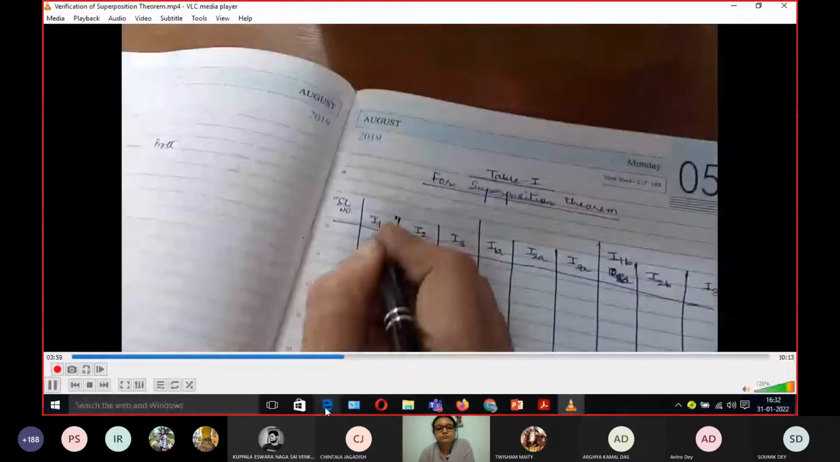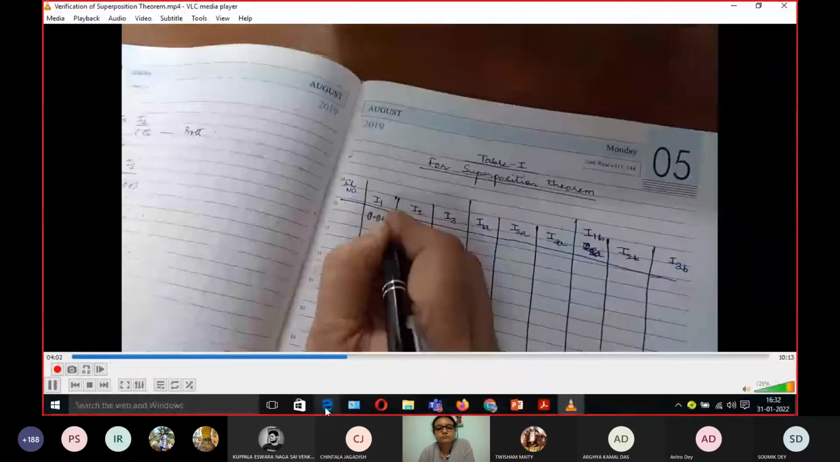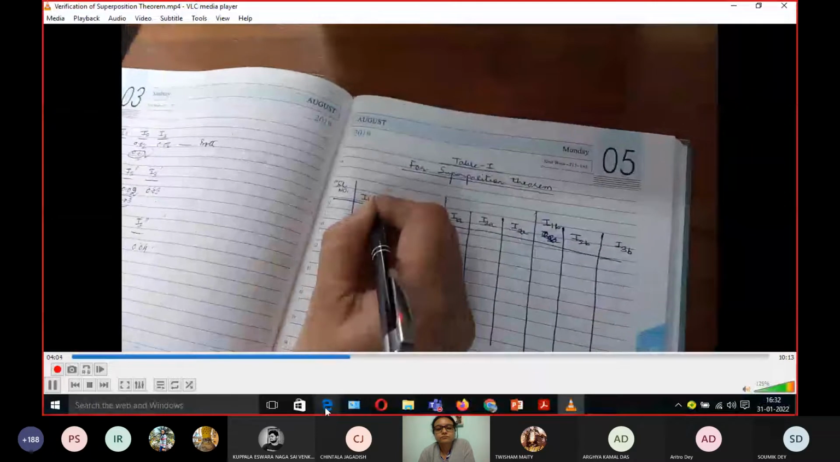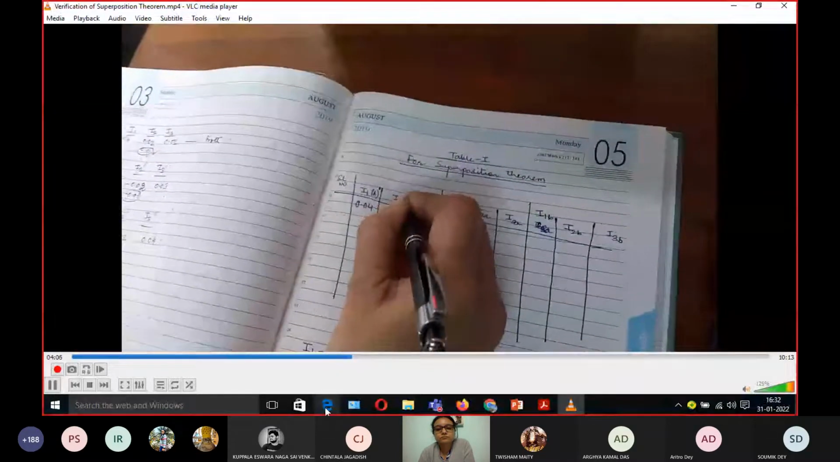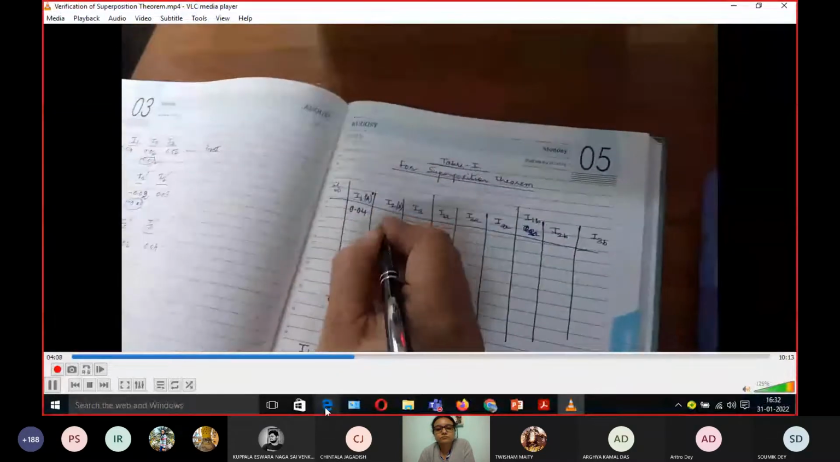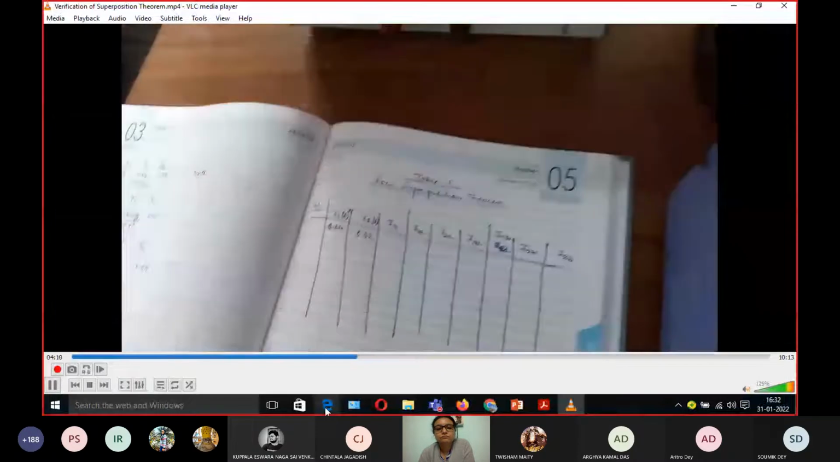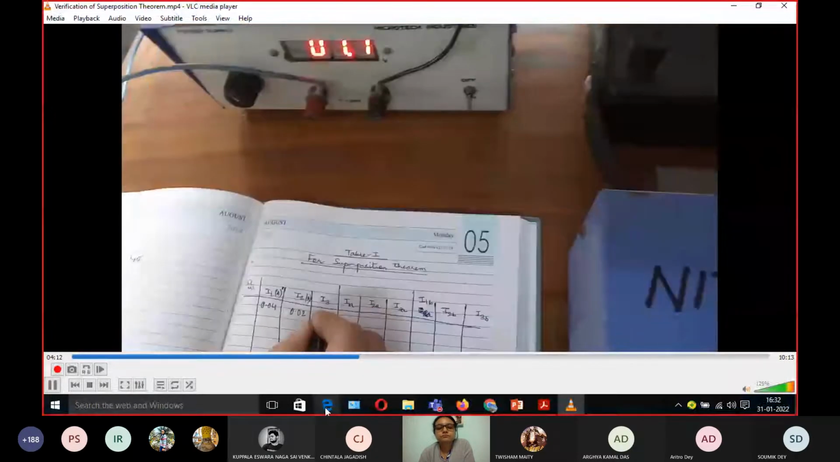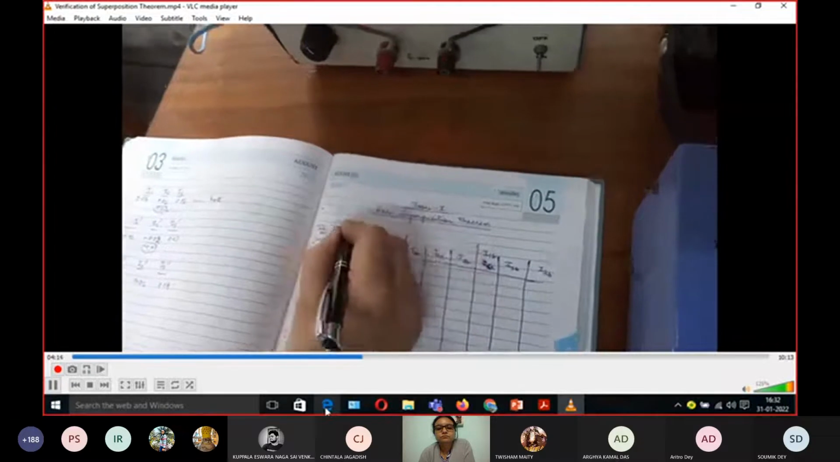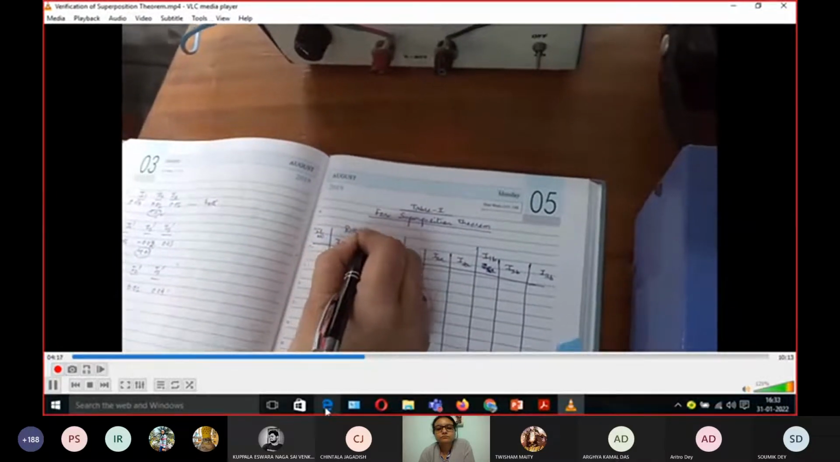I1 is 0.04. I am not writing the unit over here. This is ampere, so 0.02. And this one, I3 is 0.06 when both the sources are connected. Both the sources.